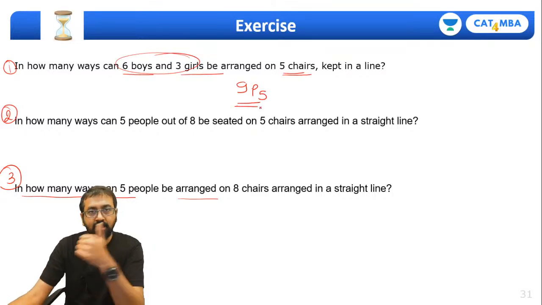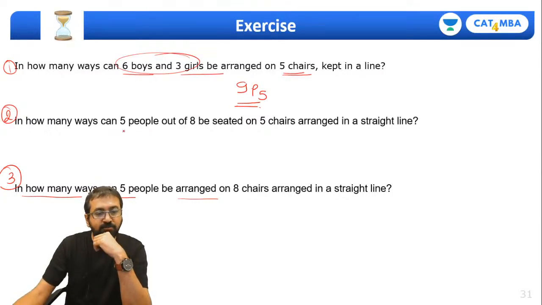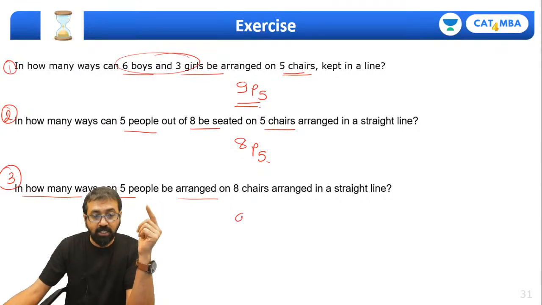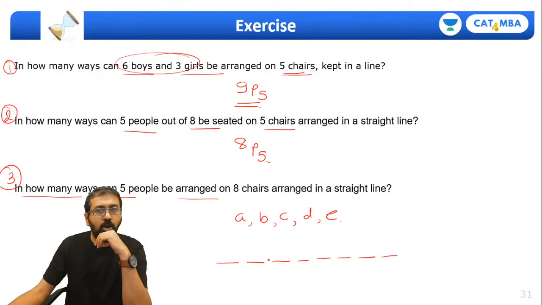Everyone? Yes? Okay. In how many ways can 5 people out of 8 be seated on 5 chairs? Of course it will be 8P5. 8 people have to be seated on 5 chairs, 8P5. In how many ways can 5 people be arranged on 8 chairs? Now let's quickly understand this part. There are 5 people, and there are more chairs. There are 8 chairs. So in how many ways can it be done?